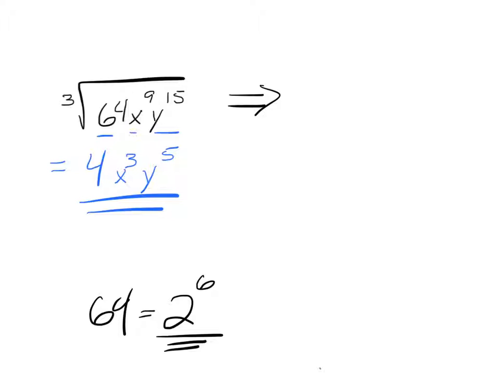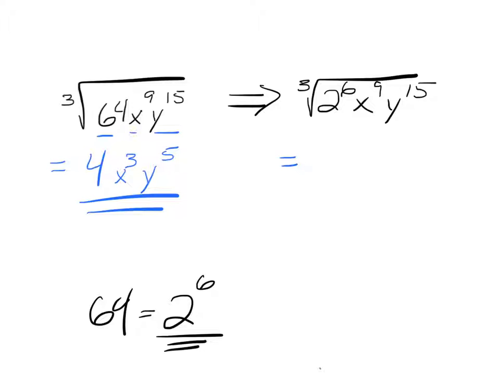So up here, I'm going to attack this problem again. The only difference is, instead of 64, I'm going to write 2 to the 6th in its place, then x to the 9th, and y to the 15th. What's beautiful about using 2 to the 6th instead of 64 is now I don't need to treat the numbers and the variables differently.